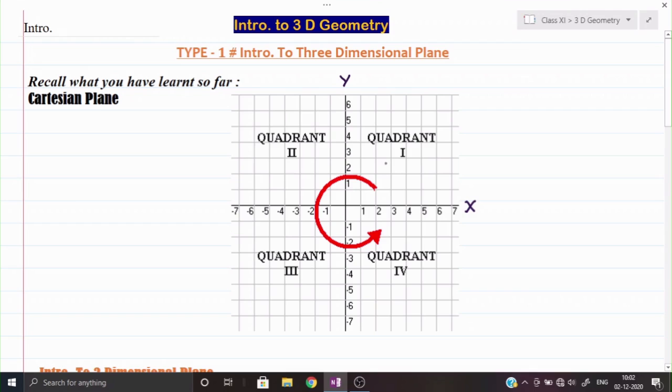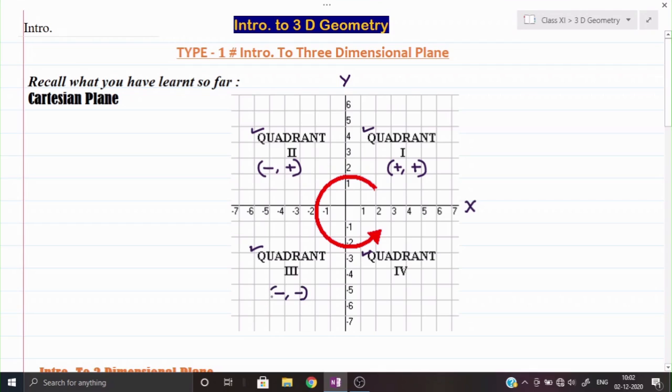As you can see, these two axes divide the whole Cartesian plane into four parts. These four parts are called the quadrants. This is the first quadrant, second quadrant, third quadrant and the fourth quadrant. You also know that in the first quadrant, the x and y coordinates are both positive. Similarly, in the second quadrant, the x coordinate is negative and y is positive, while in the third quadrant, both are negative.